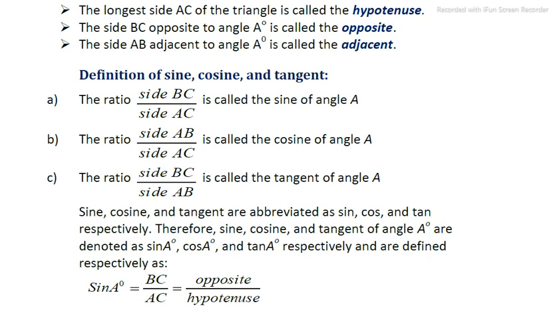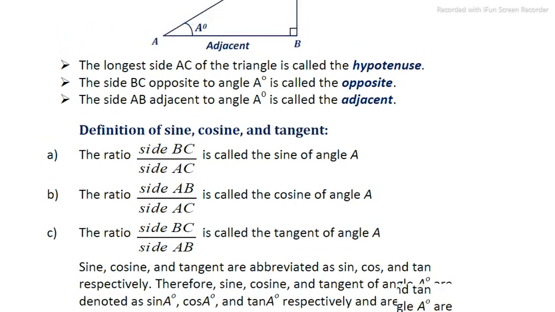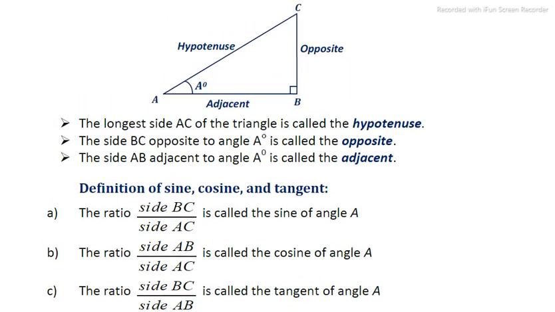The ratio of side BC to AC gives us the sine of angle A. We have BC, that was our opposite, AC was the hypotenuse. So meaning that the ratio of the opposite and hypotenuse gives us the sine of the angle, meaning that sine A equals opposite over hypotenuse.